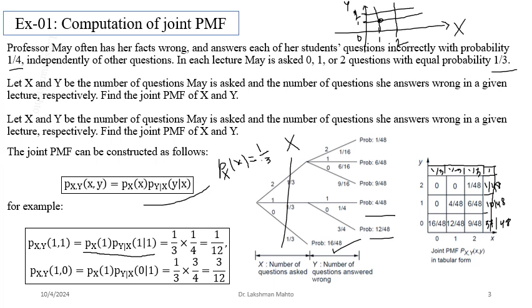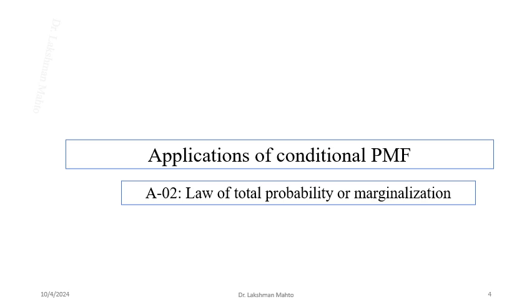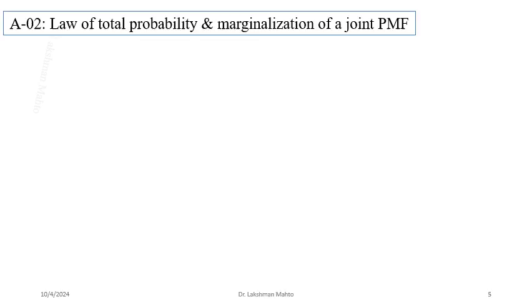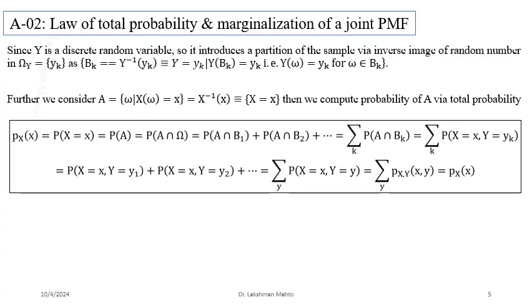Now I will talk about the second application. That one is marginalization. In the first module, we called it the law of total probability. When you are talking about marginalization, you have at least two random variables that are jointly distributed. Here, we are willing to find the probability mass function of x. That means we are not putting any condition on y, and y is a discrete random variable.